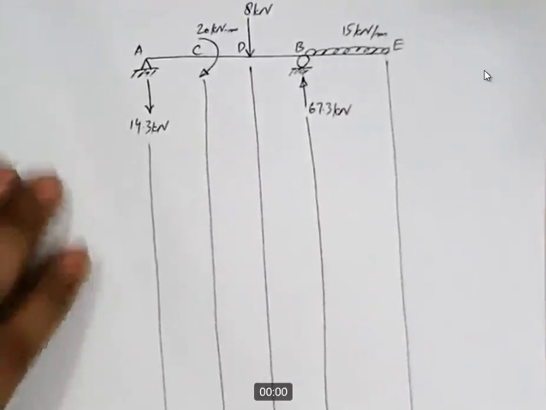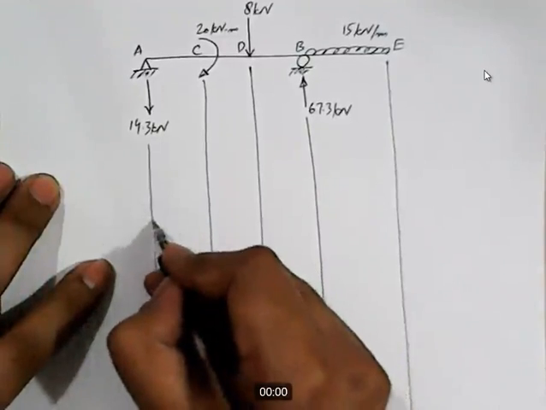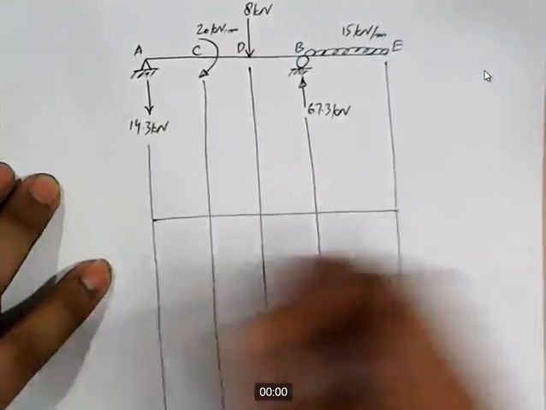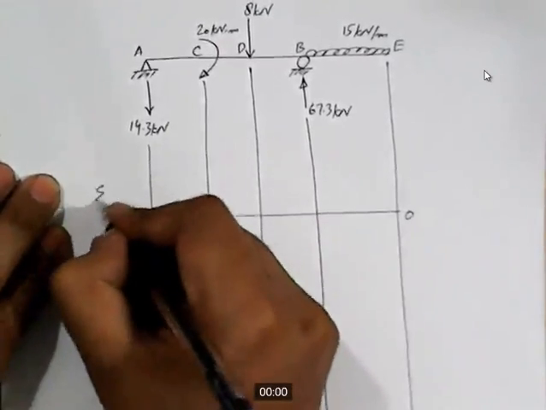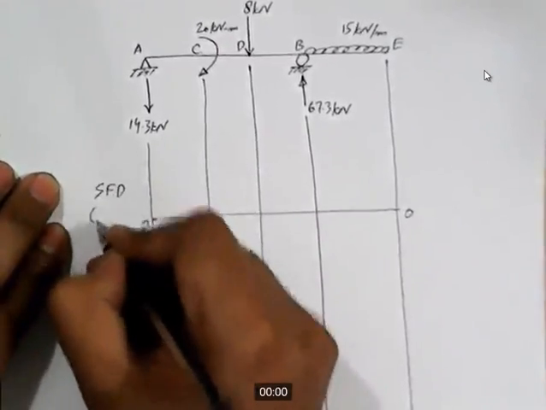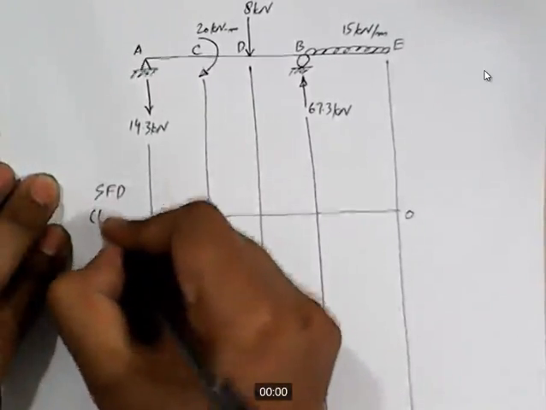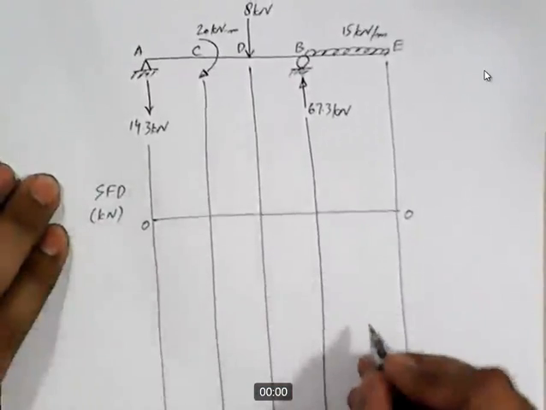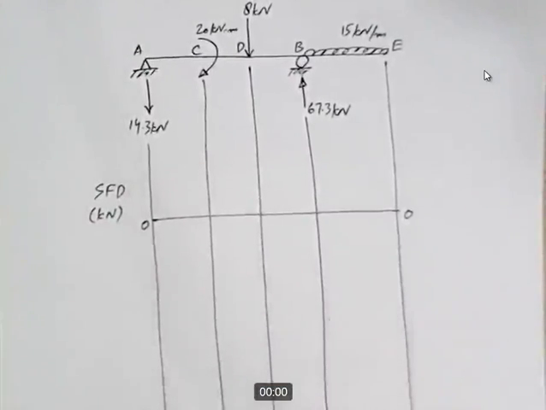Okay, now let's draw the 0, 0 line for shear force diagram. This is the 0, 0 line. We are drawing SFD and our units are kilonewton. Okay, so how much is the value of shear for portion AB?